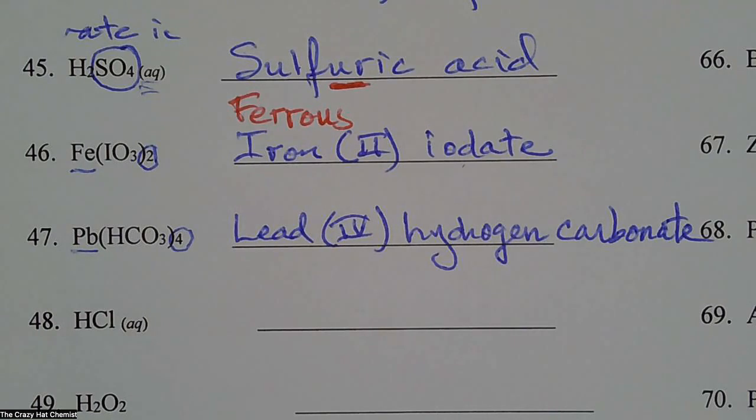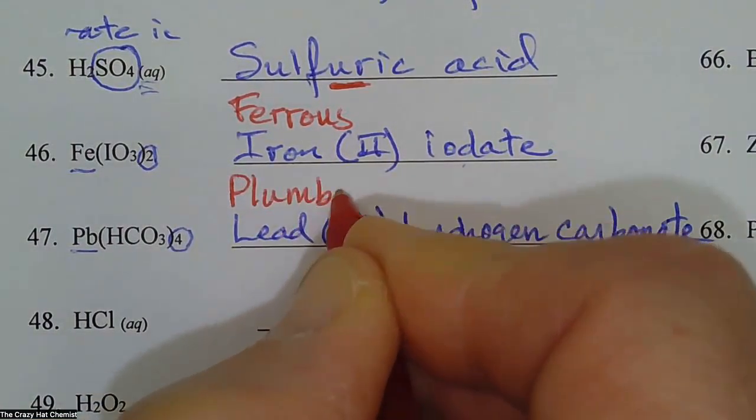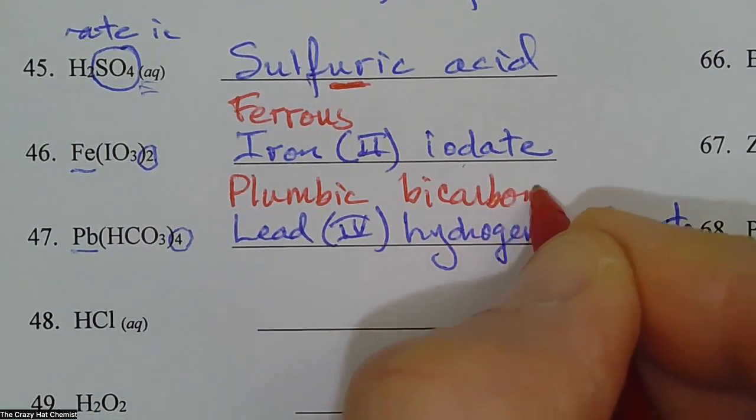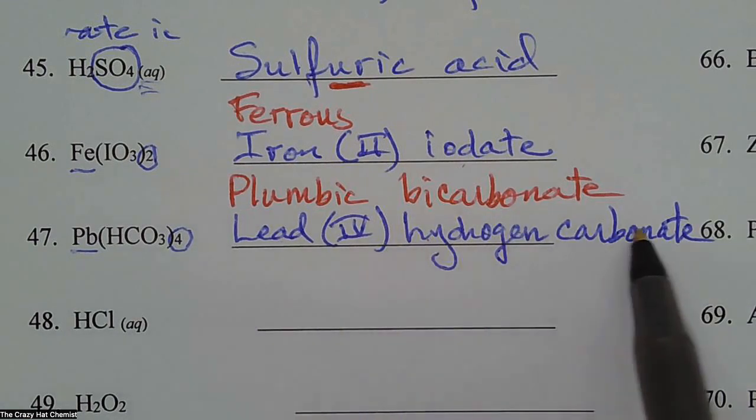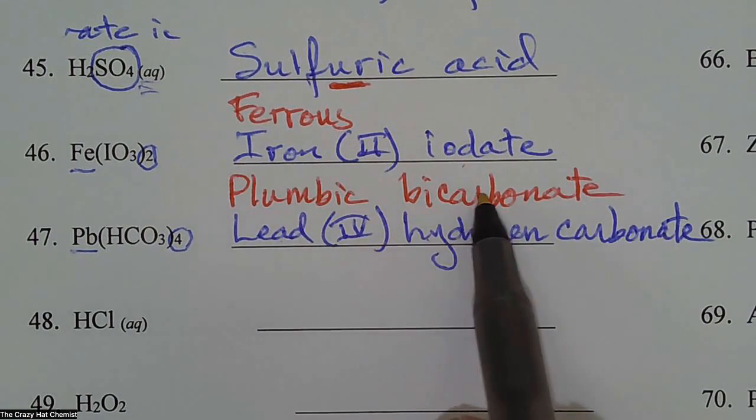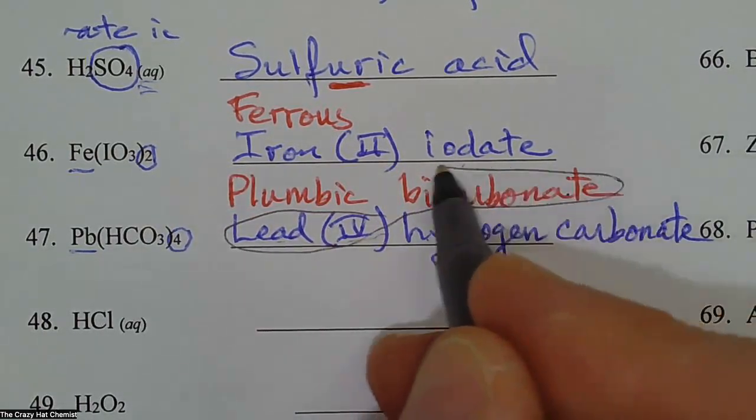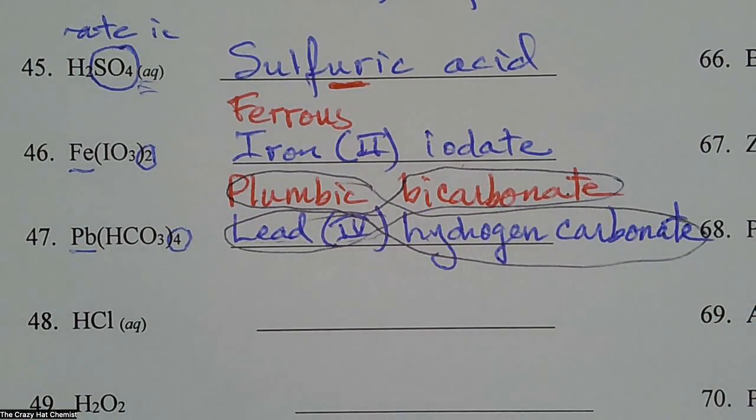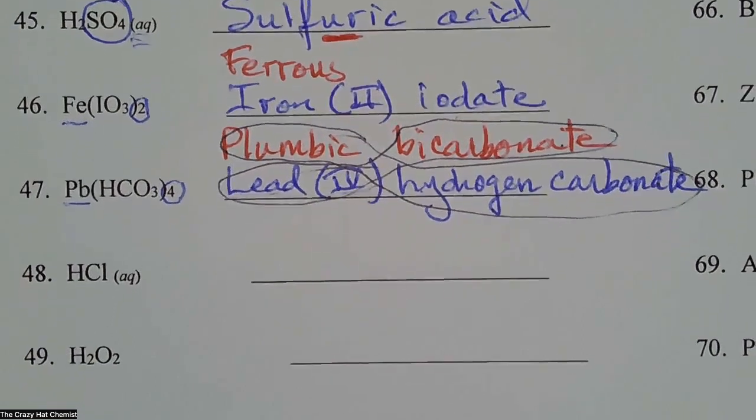Okay. This actually has 4 different possibilities. So this is plumbic and bicarbonate. So you can have lead 4 hydrogen carbonate. You can have plumbic bicarbonate. You can have lead 4 bicarbonate. And you can have plumbic hydrogen carbonate. So 4 possibilities on that one. That can be complicated. All right, here we go.